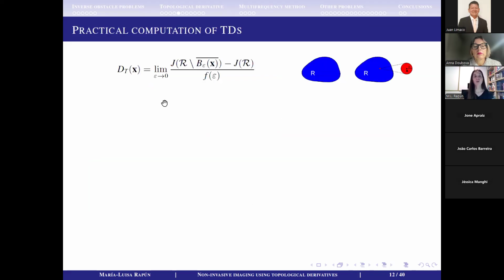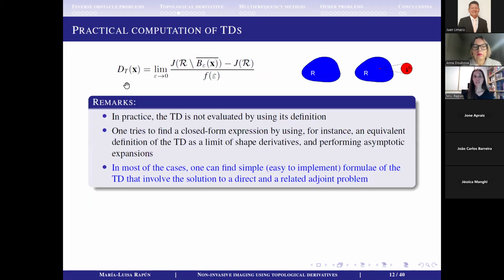But of course, if we look at the definition, it seems not to be very practical from the implementational point of view. If you want to evaluate this with a computer, we need an expression which is easier to implement. So in practice, we are not going to use the formal definition. We are going to work with this definition to find a closed form expression, something that you can evaluate and that you can implement with a computer.